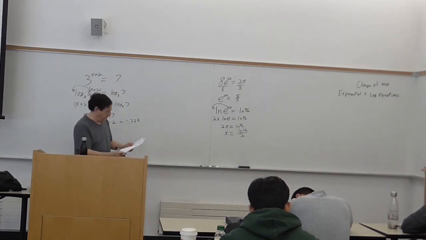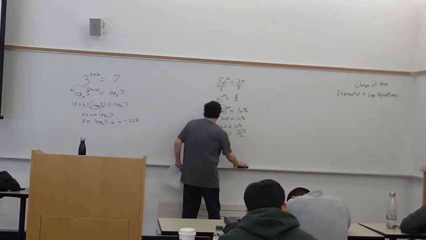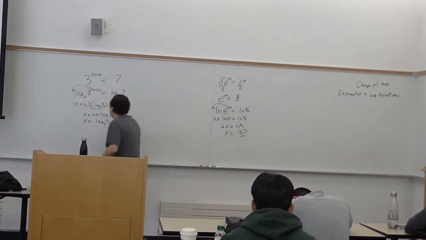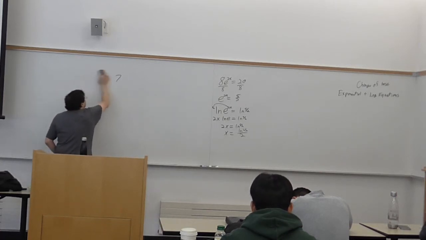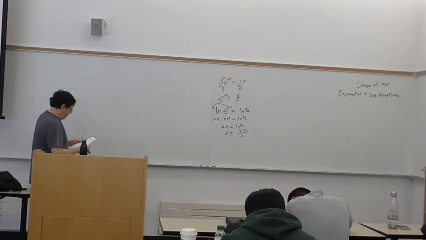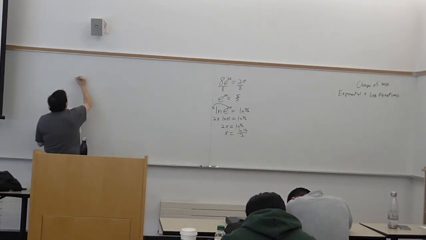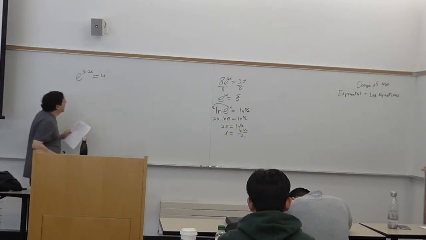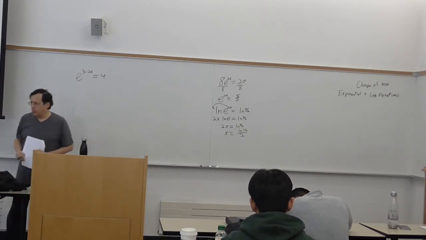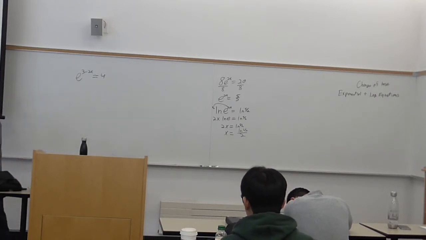Let's keep going. These just get harder and harder. Very slowly. Take a look at e to 3 minus 2x equals 4. And what would my first step be here?